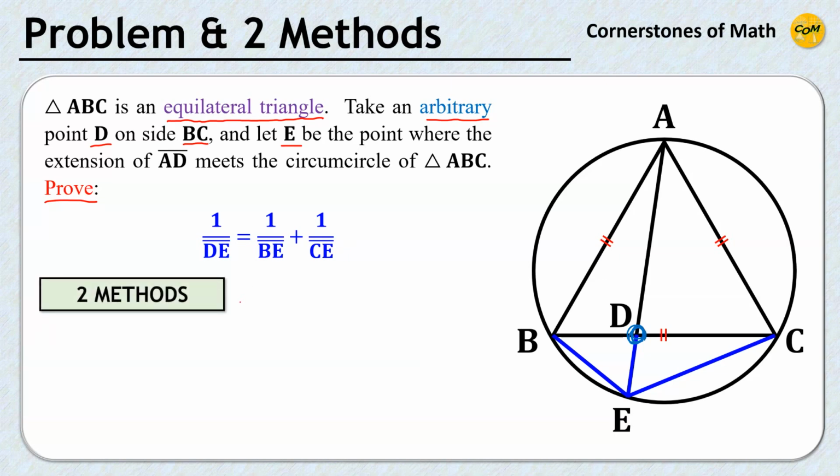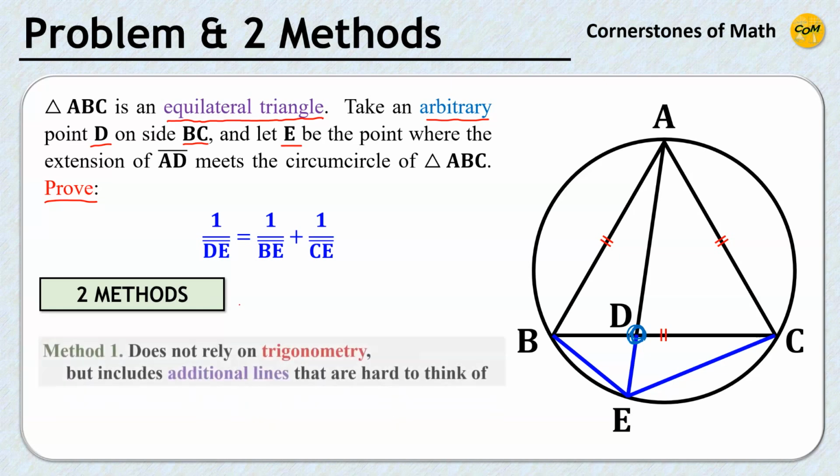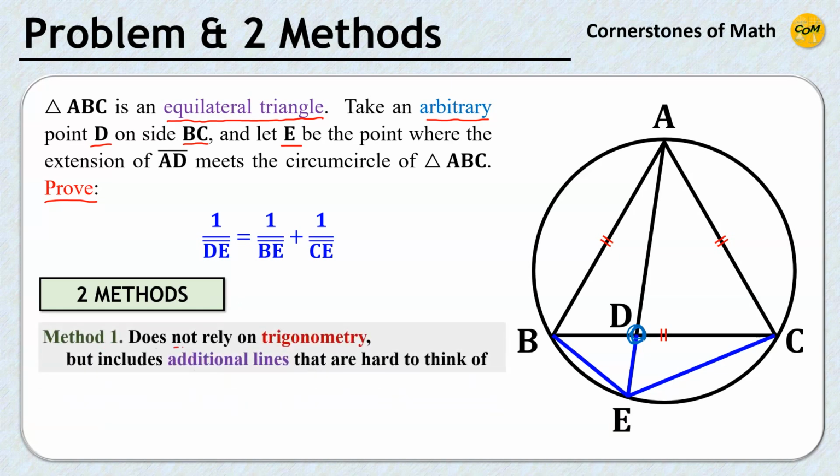I have indicated in the title that I'm going to show you two methods, so let's discuss these two methods. The first method does not rely on trigonometry, which is quite something, because even though trigonometry can be very useful in many geometry problems, just using trigonometry again and again can be a bit boring. However, this method involves drawing some additional lines in order to solve the problem, which are usually rather unintuitive and hard to think of.